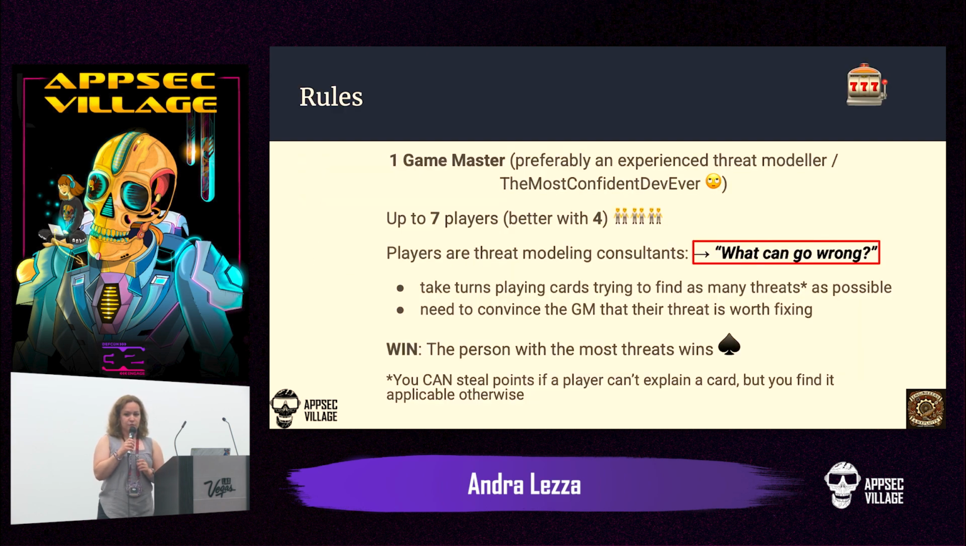And it has a few rules. There's a game master. Preferably, this is the more experienced threat modeler to take on the role of a very annoying, very confident dev. There are 4 to 7 players around the table, each with around 7 cards. They all impersonate security consultants, and they are there on a mission to find what could go wrong and convince the game master to open Jira tickets and fix those issues before the app goes into production. Yeah, good luck with that.